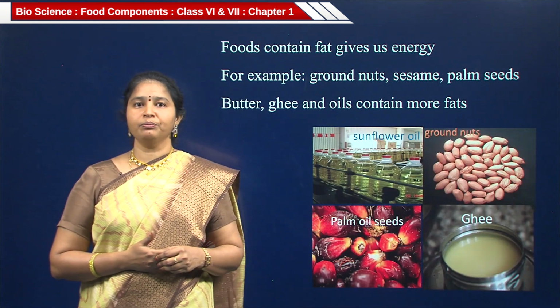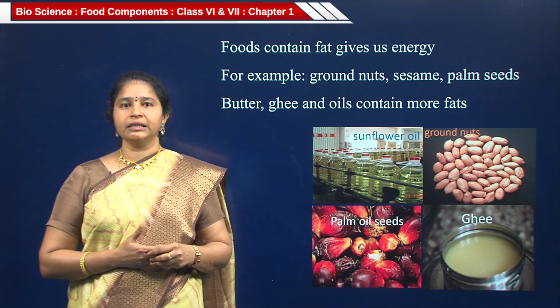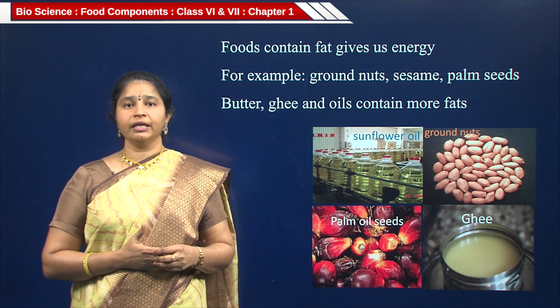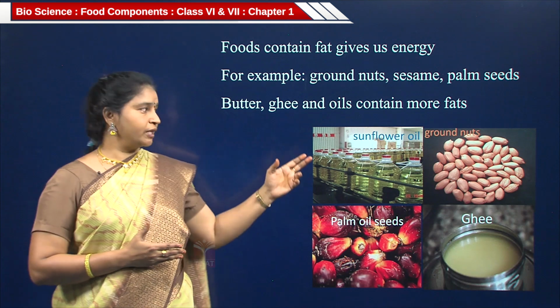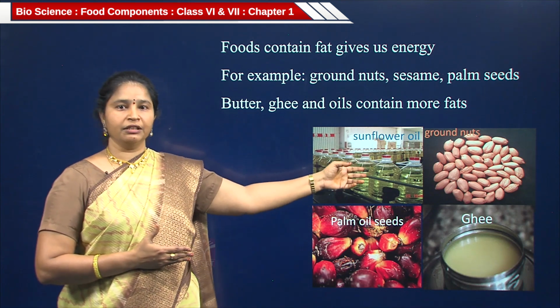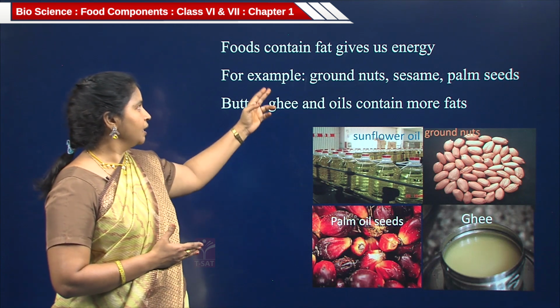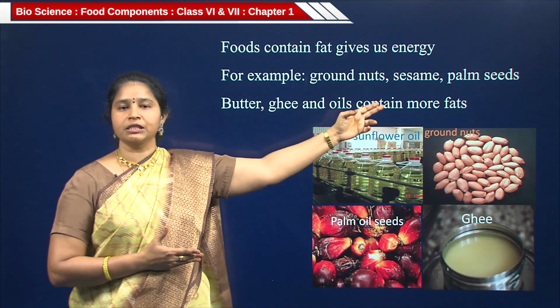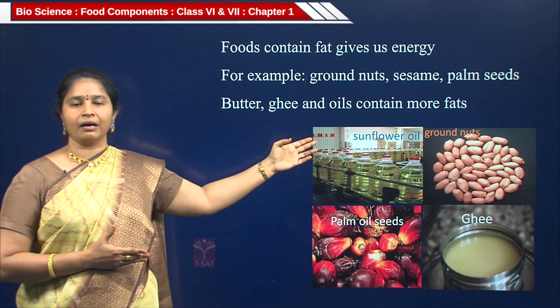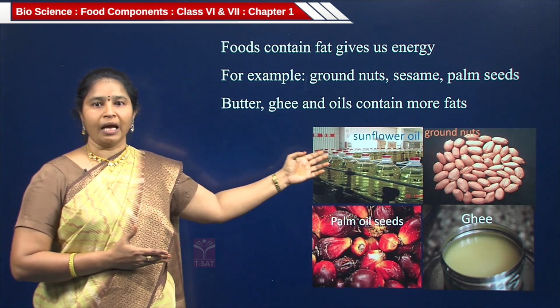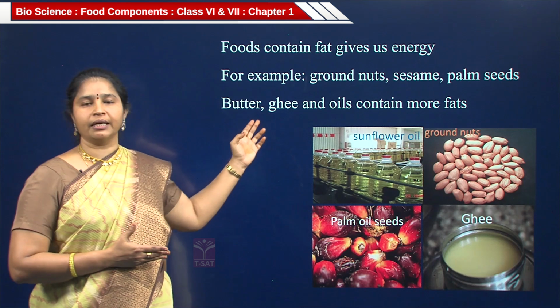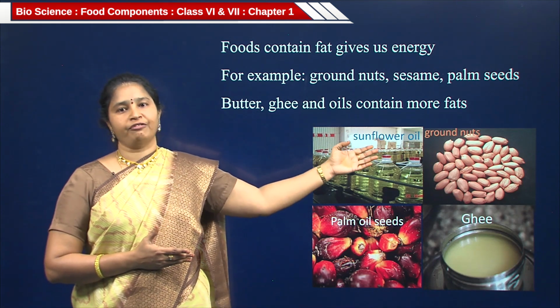So, one more important component of food is fats. Where do we get these fats from? You can see the pictures here, different kinds of seeds like sunflower seeds, groundnut seeds, sesame seeds, palm seeds. All these seeds have fats in them. And animal products like butter and ghee also give us fat.